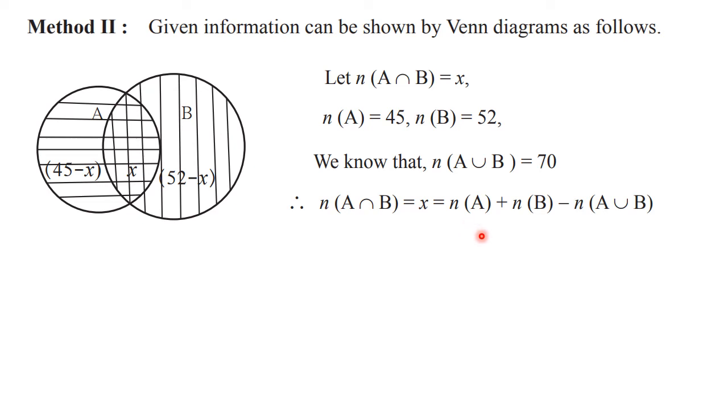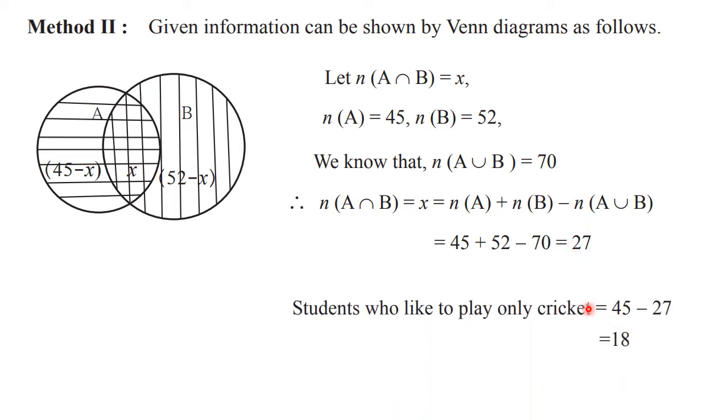So n of A is 45 plus n of B is 52 minus n of A union B is 70, and the answer we are getting is 27, as we got in the previous method. So the students who play both the games, that is 27. And the students who like to play only cricket, that is 45 minus 27, equal to 18. This is how it is given in the textbook.